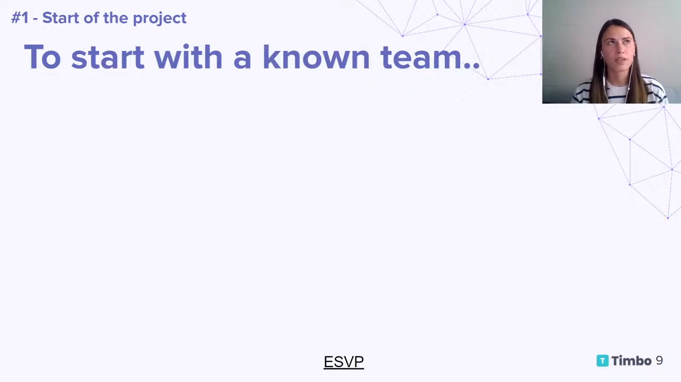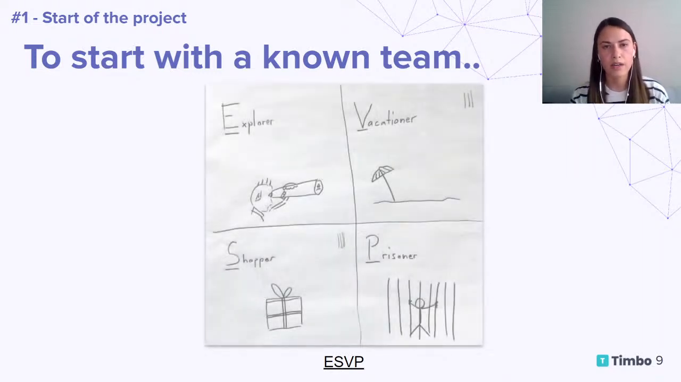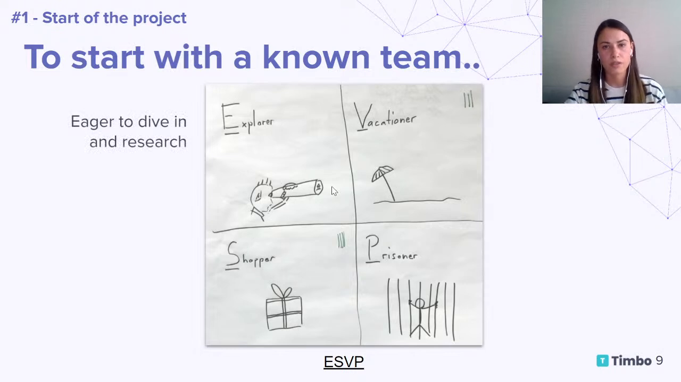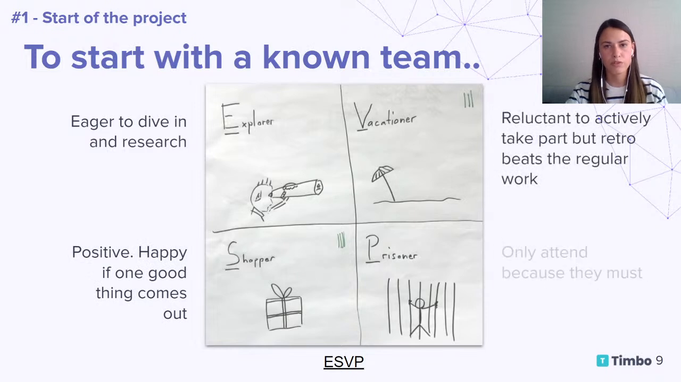What if the team already knows each other? For example, there might be teams that know each other well. They work in the same office, for example, but they haven't really worked together on a project yet. So you know informal things about them, but you need to start with something. And here I would recommend a technique which is called ESVP. So the idea is that you ask everyone to relate themselves to one of the groups: explorers, vacationers, shoppers, and prisoners.